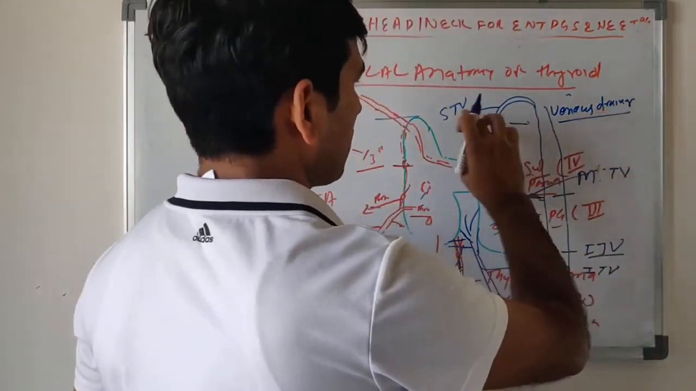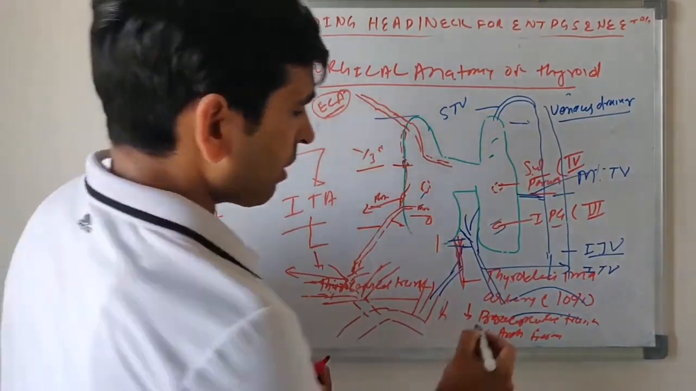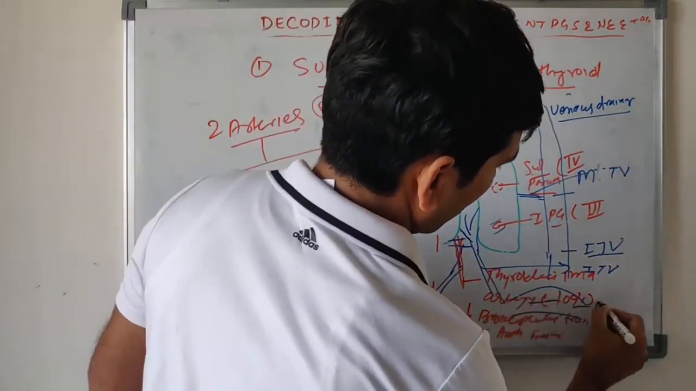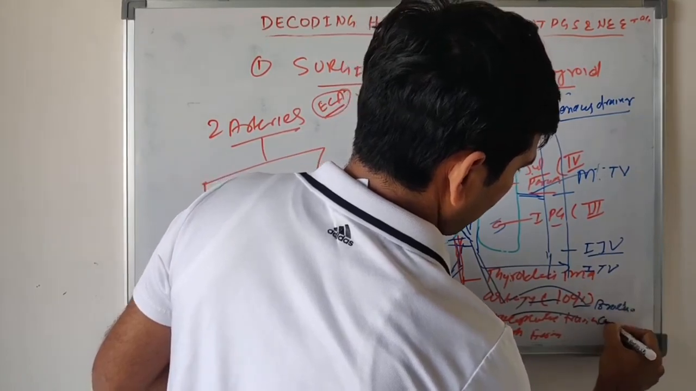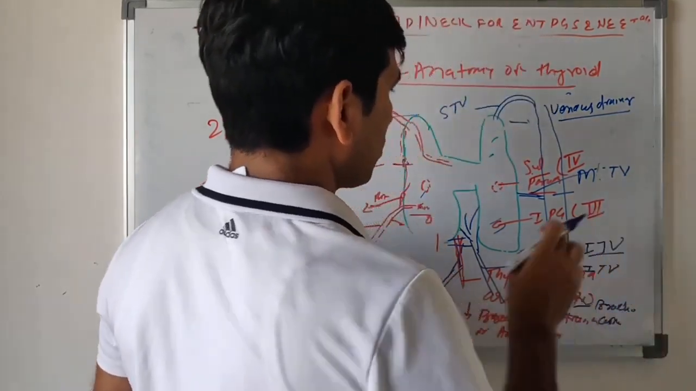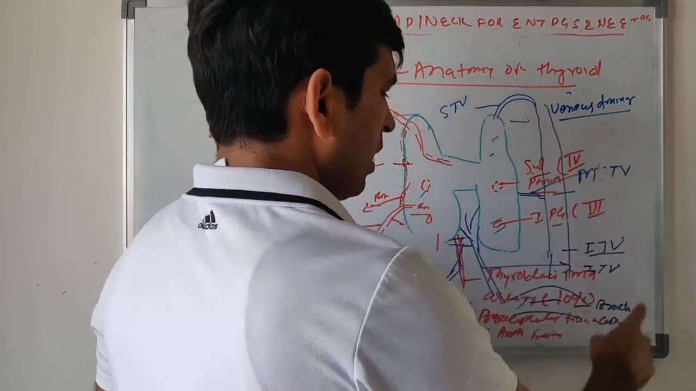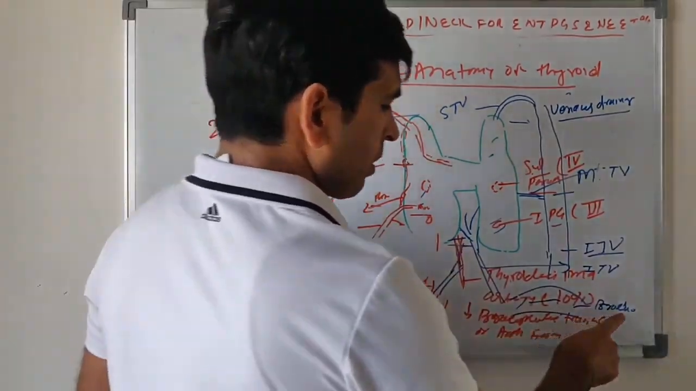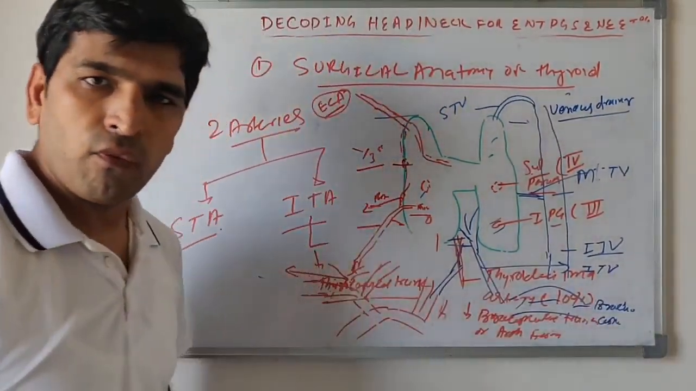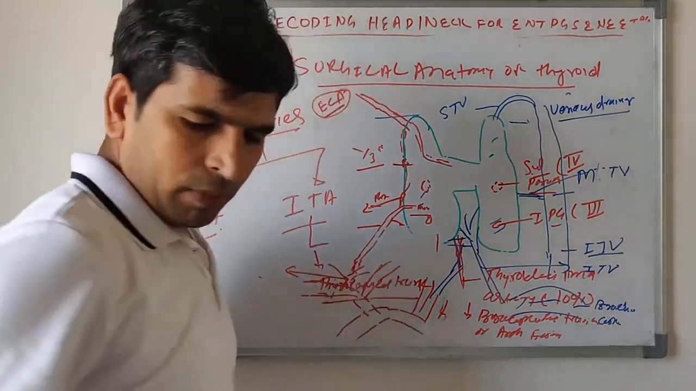So superior thyroid vein, middle thyroid vein, inferior thyroid vein, mainly three veins. The superior and middle thyroid veins come from the IJV, and the inferior thyroid vein, which makes the plexus, comes from the brachiocephalic vein, mainly on the left side. Okay, these are the venous supply.